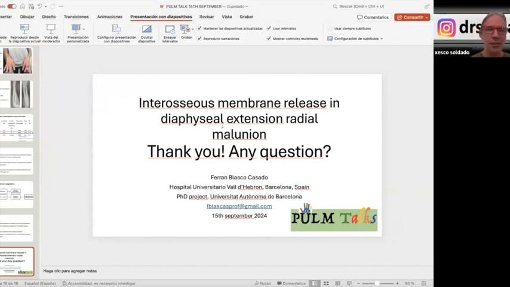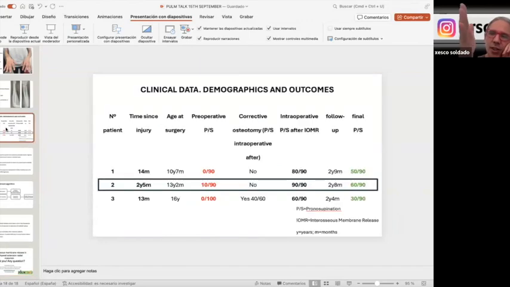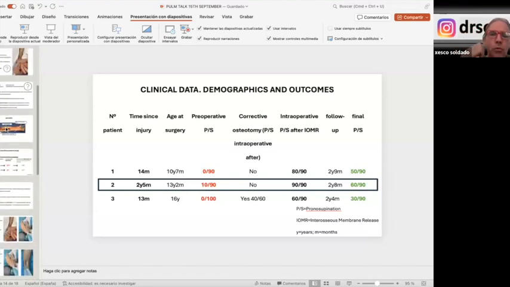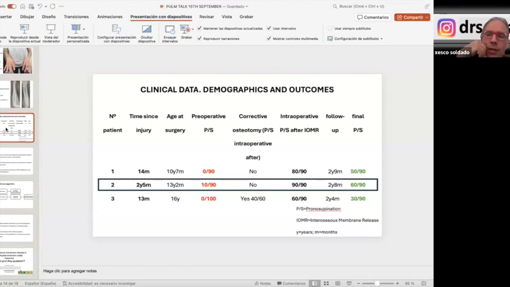Wonderful, Ferran, wonderful. Thank you. Thank you. Ferran, one question. In those 3 cases with mid-shaft extension radius malunion, what was the angulation?